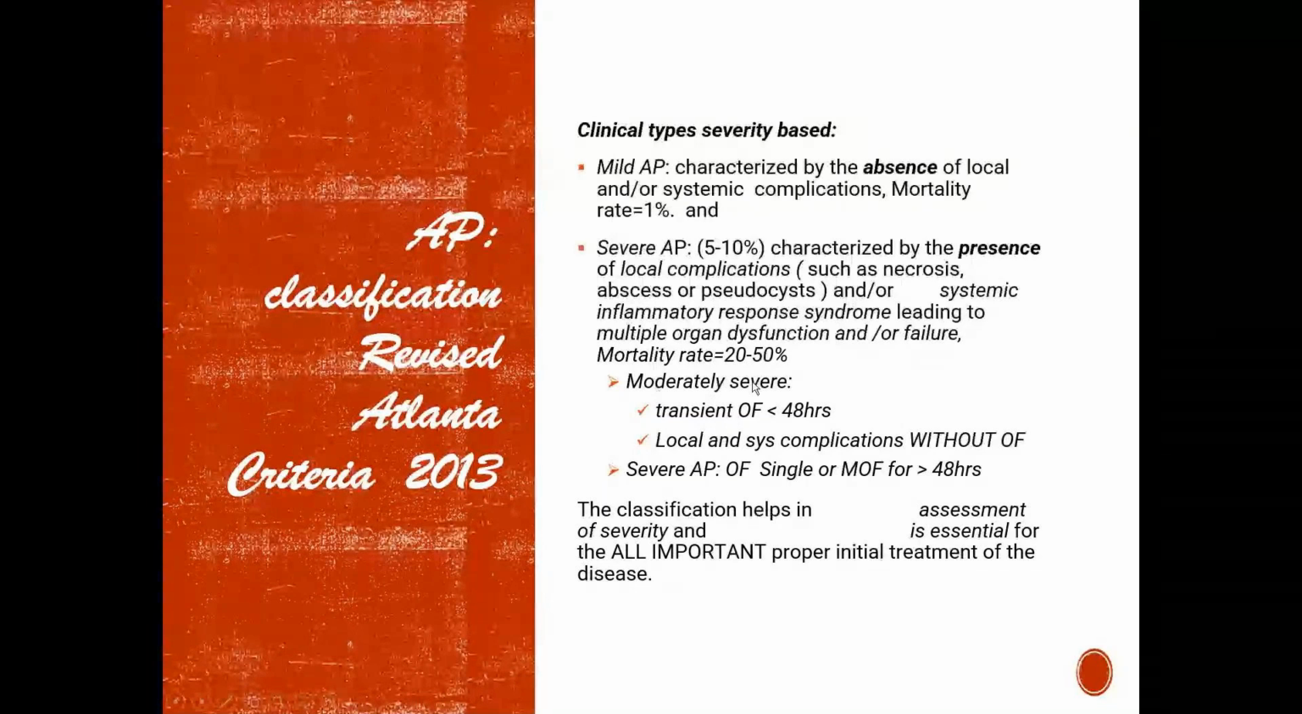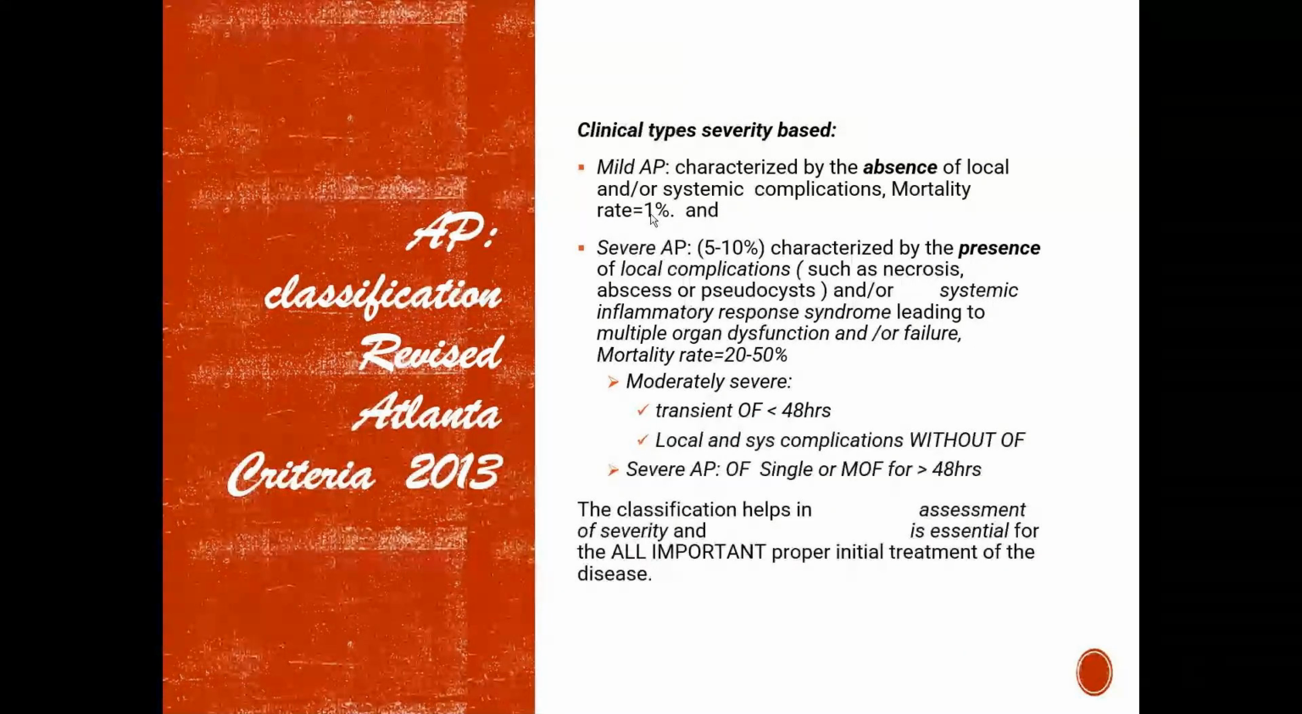So what is mild acute pancreatitis? By definition, mild AP is nothing but inflammation with an absence of local or systemic complications. Mortality rate, see, 1%. A very good disease to have. So if you have a choice between the types of acute pancreatitis, logically also, you would say I would like to have a mild acute pancreatitis rather than a severe acute pancreatitis.